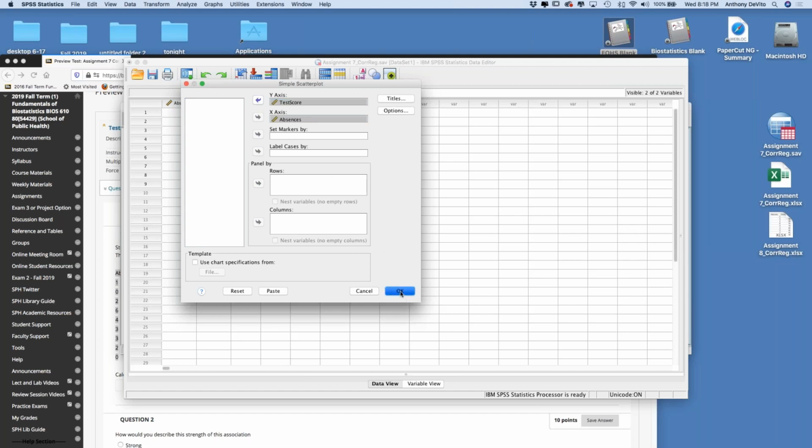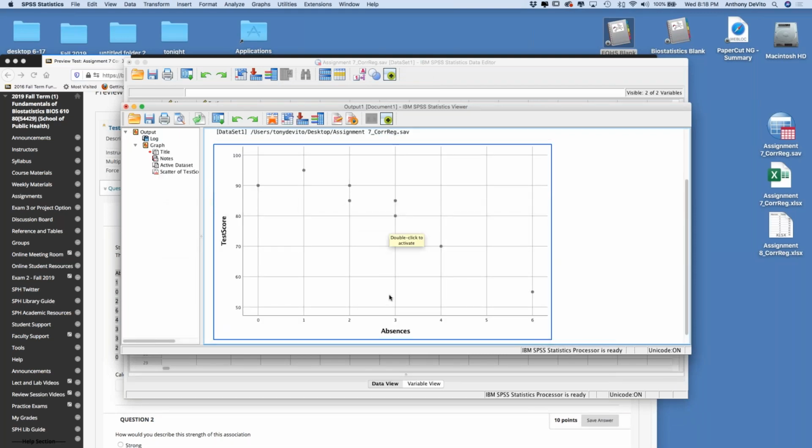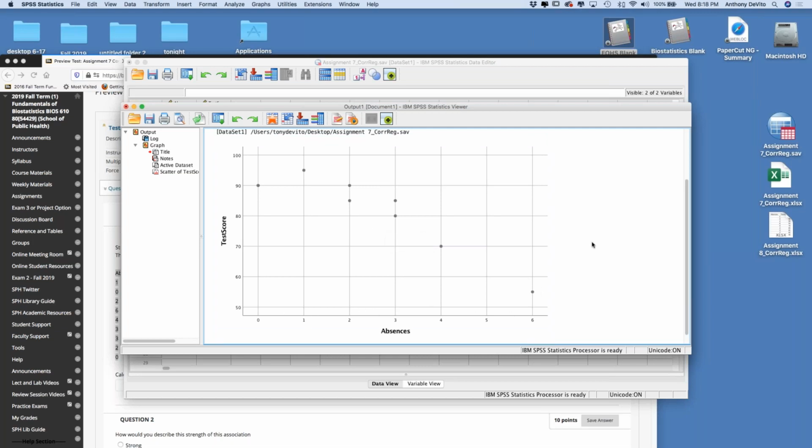I'm going to click OK, and we're going to get a graph. Okay, and it does look like this data trends downward. As the absences increase, it does look like there's an association between test score and absences. It looks like it's a negative correlation.